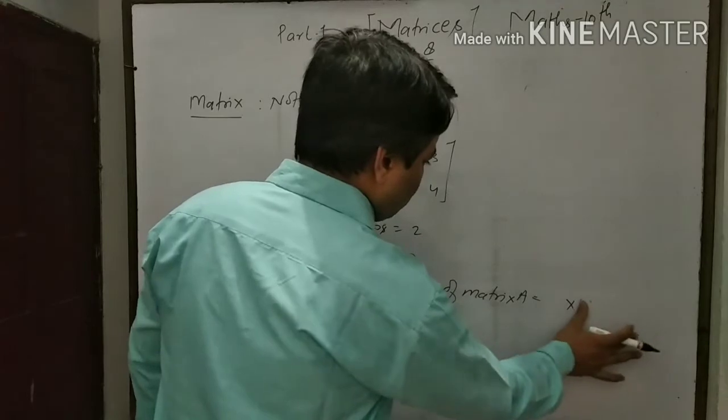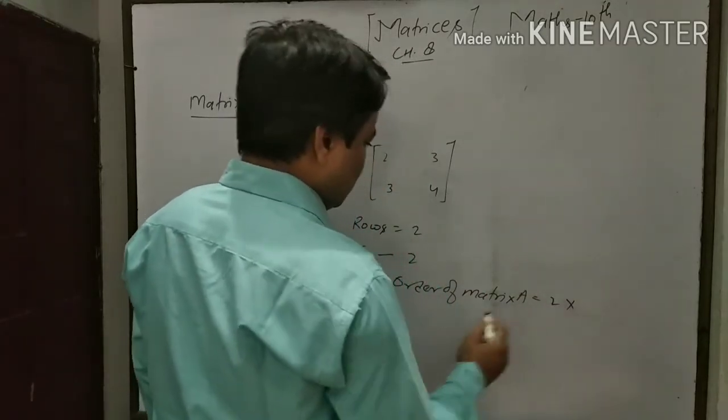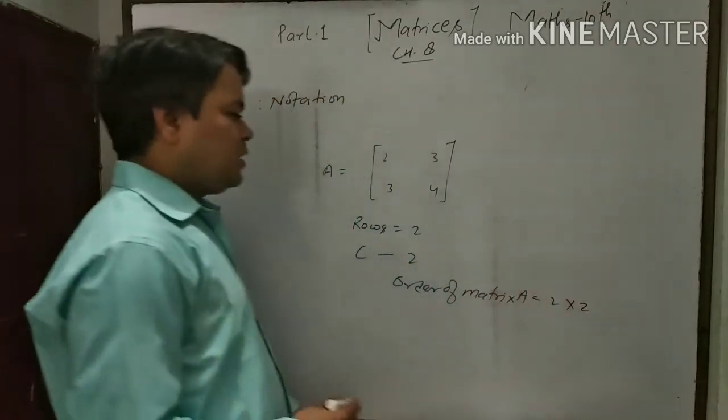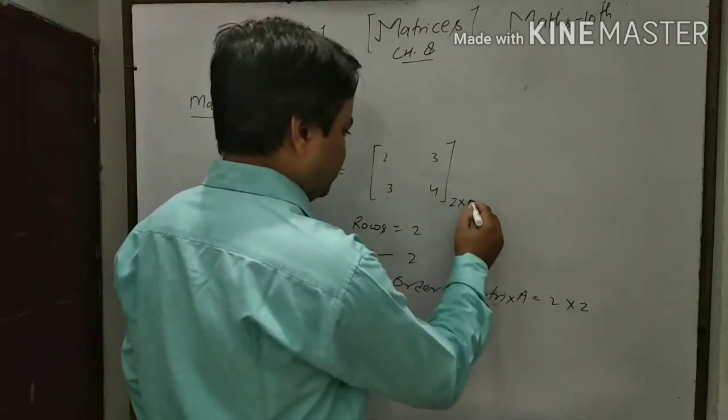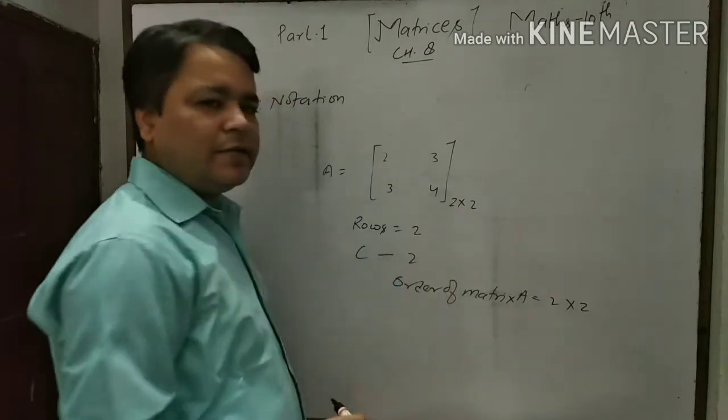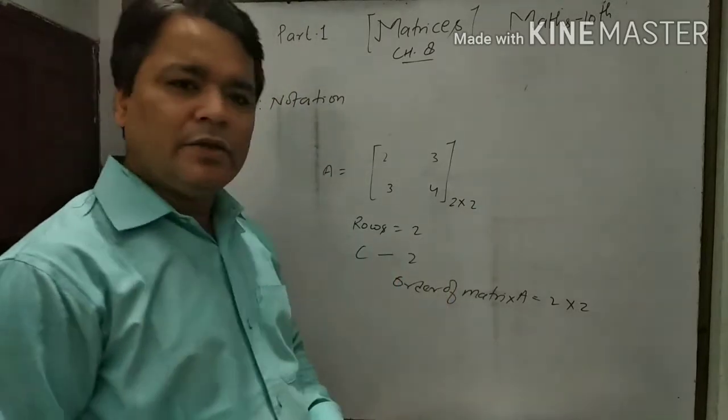At the place of row, what do we write? That is 2, and column is also 2. Then the order of the matrix will be 2 by 2. Generally it is written this way, here in this corner, 2 by 2. Then the order of this matrix is 2 by 2.